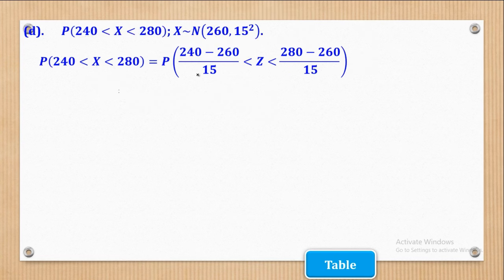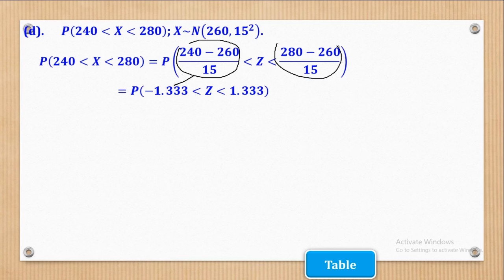Now next is to use a calculator and round off to 3 decimal places. So when I simplify this using a calculator and round off to 3 decimal places, I'll come up with negative 1.333, and this one rounded off to 3 decimal places, I'll come up with positive 1.333.